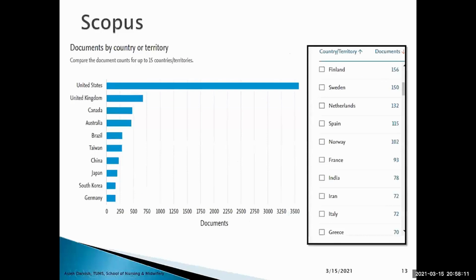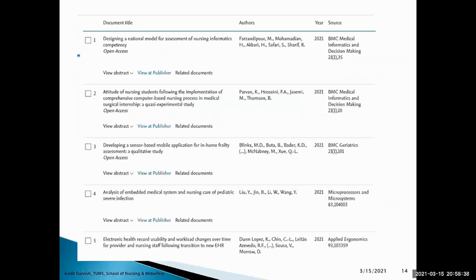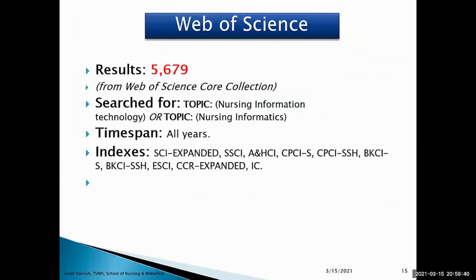These are the 20 top countries. The first one is the United States, then the United Kingdom, Canada, Australia, Brazil, Taiwan. And on the right side, you will see our country, Iran, also. Iran, with 72 articles, is 18th among the 20 most prolific countries in nursing informatics. And these are some new articles there.